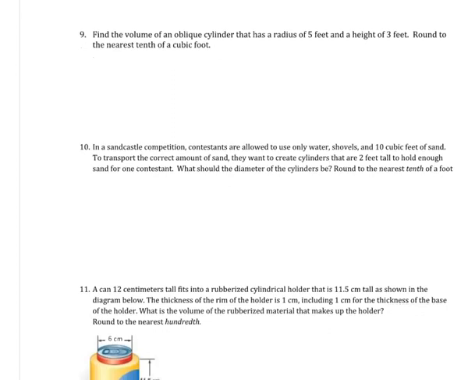All right, question 9. Find the volume of an oblique cylinder. Oblique again means it's just slanted off to the side like that. It has a radius of 5 feet and a height of 3 feet. One little tick mark there means feet. Round to the nearest tenth of a foot.